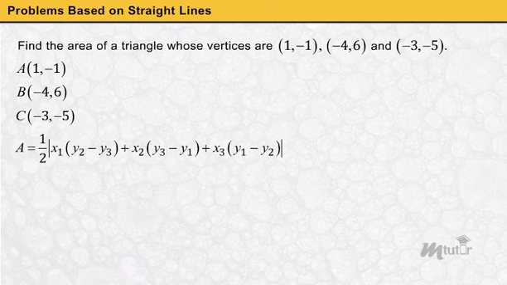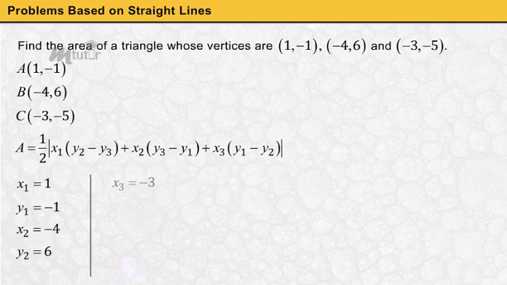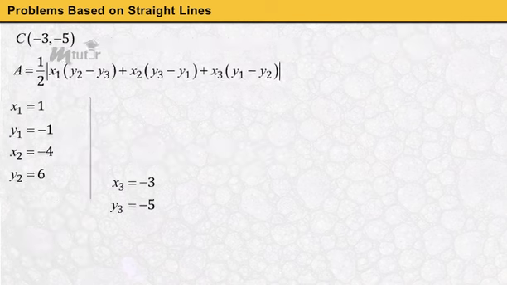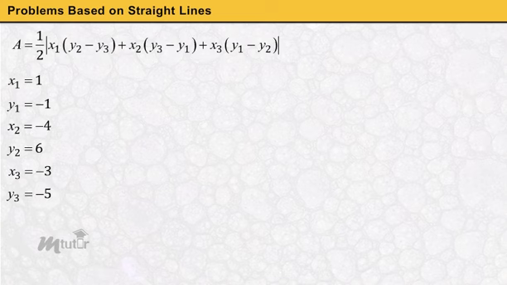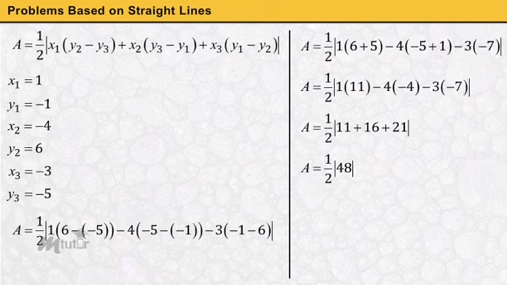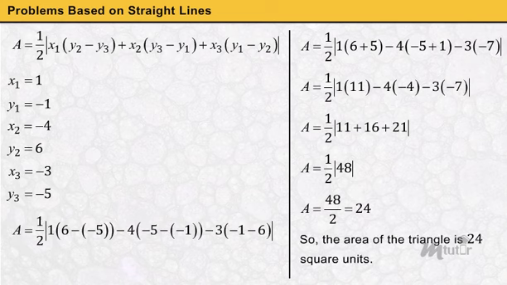And, from the vertices, we have the values x1 as 1, y1 as minus 1, x2 as minus 4, y2 as 6, x3 as minus 3, and y3 as minus 5. By substituting the known terms in the respective places of the formula, we get the equation as displayed on the screen. On simplifying the terms, we get the area of the triangle as 24. So, the area of the triangle is 24 square units.